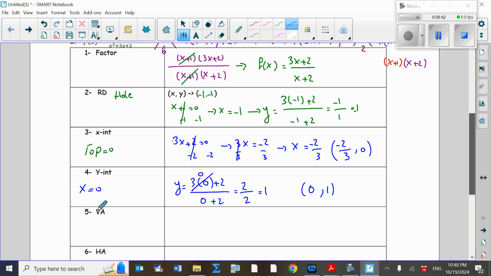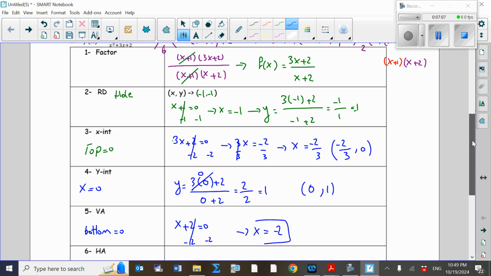Then, to find the vertical asymptote, you set the denominator, or the bottom, equal to 0. The bottom of the fraction is x plus 2. Subtract 2 from both sides, and x equal to negative 2 is the vertical asymptote.